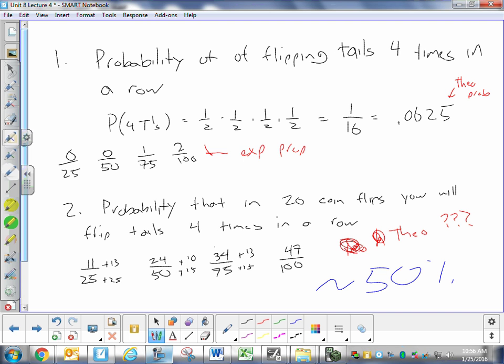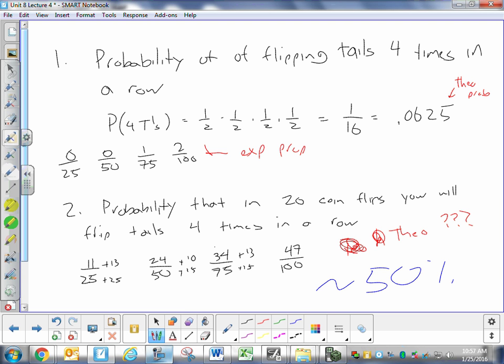Which seems crazy when you think about it. If I just give you 4 throws, it's only a 6% chance that you will throw tails 4 times in a row. Well, if I say do it sometime in 20 throws, all of a sudden it jumps all the way up to around a 50% chance that you are going to get 4 tails in a row somewhere in 20 throws.